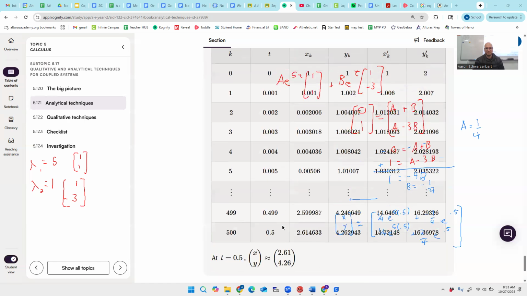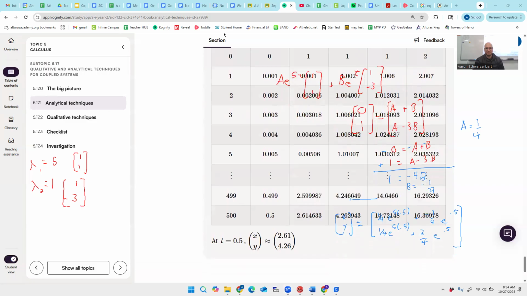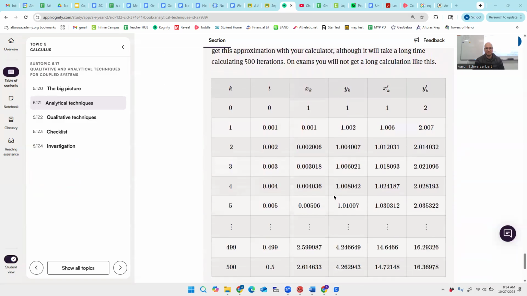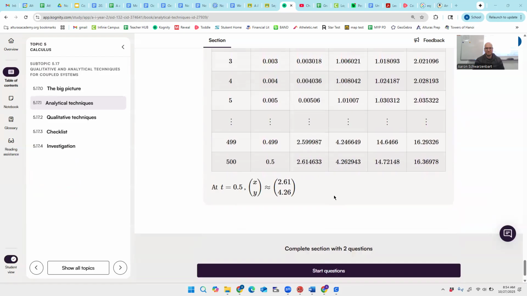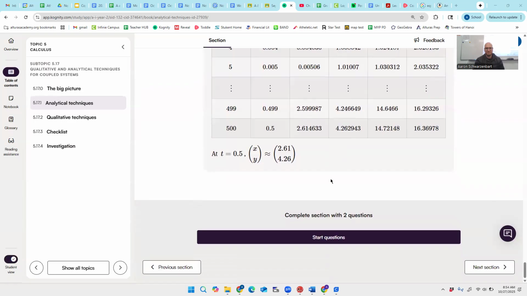The approximation again went to 500. And I get 2.63 and 4.28, versus 2.61 and 4.26, off by 2/100ths. You get pretty good approximations with Euler's method. And it's the best method we have sometimes. Does that kind of make sense? Like you're gonna have to practice it, but it's just using the formulas.